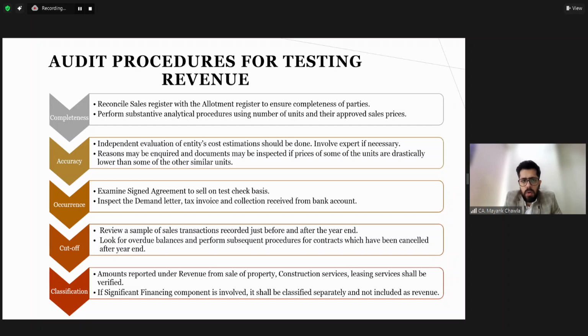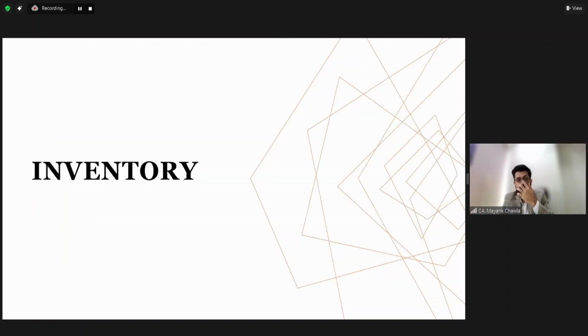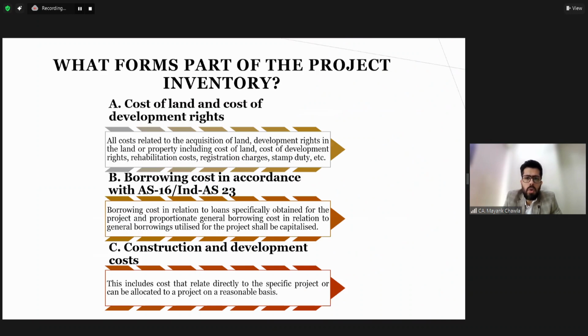Moving forward from revenue, let's move to inventory, which is again a very important topic. It is somewhat related to the revenue recognition as well. So what do we mean by inventory? So project inventory generally has three things. One is the cost of the land and the development rights, the stamp duty, the registration charges, and anything or everything which is related to the acquisition of land or the development rights of the land.